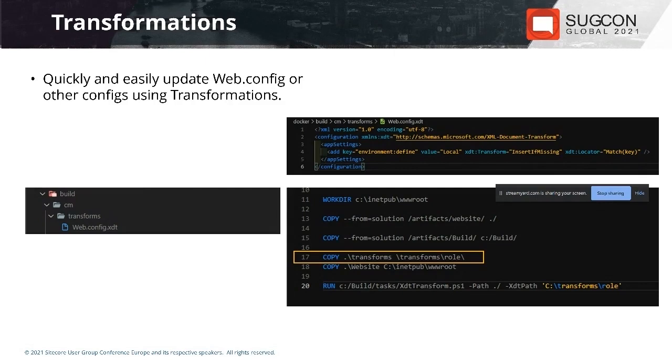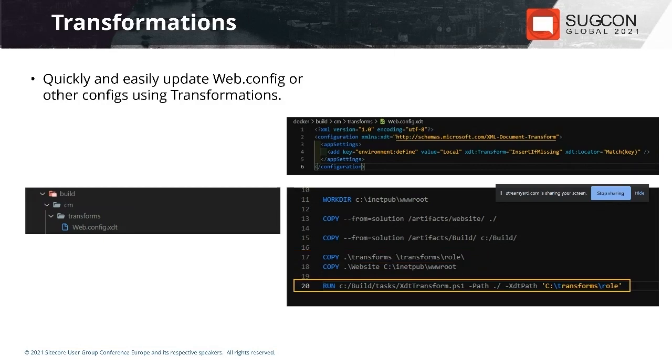And then lastly, in your Docker file, your build Docker file, you can essentially use line 17, which is basically saying copy the transforms folder to, in this case, C:\transforms\role. And then line 20 is where you basically do the XDT transformations. You run that C:\transforms\role folder onto your C:\inetpub\wwwroot, and you basically make those transformations there.